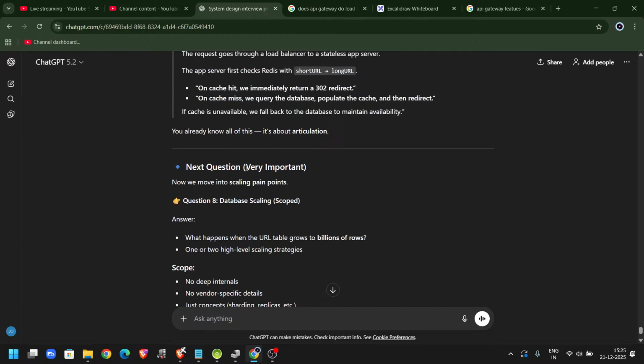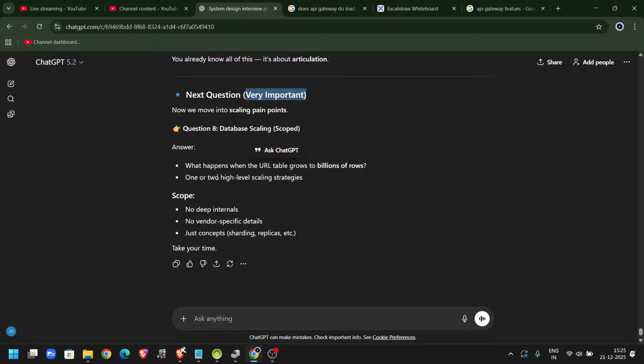All of these questions are very important. What happens when the URL table grows to billions of rows? What happens when the URL table goes to billion of rows? One or two high level scaling strategies.